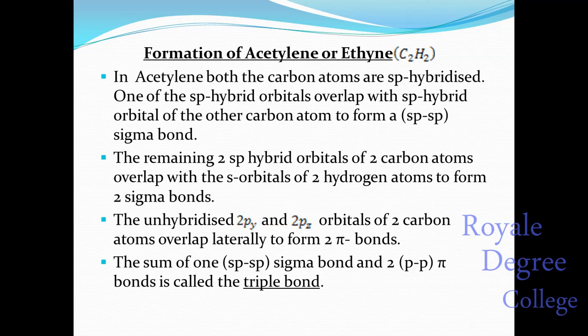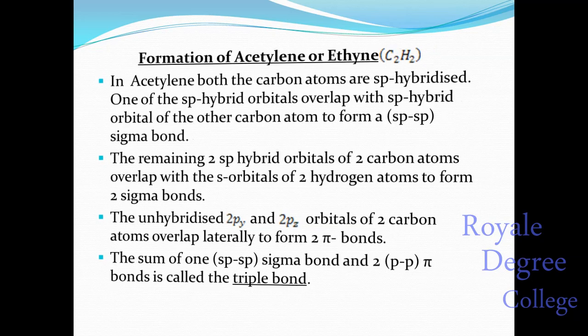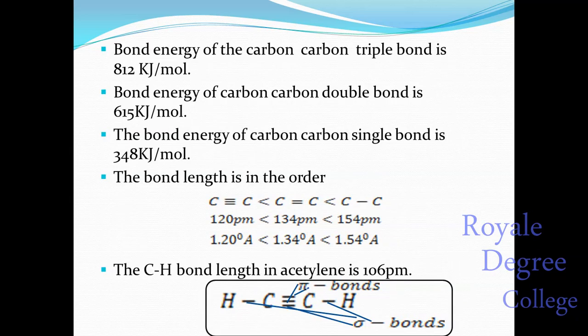The unhybridized 2py and 2pz orbitals of the 2 carbon atoms overlap laterally to form 2 pi bonds. The sum of one sp-sp single bond as a sigma bond and two p-p pi bonds is called the triple bond. Bond energy of the carbon-carbon triple bond is 812 kilojoules per mole. Bond energy of the carbon-carbon double bond is 615 kilojoules per mole. The bond energy of the carbon-carbon single bond is 348 kilojoules per mole.